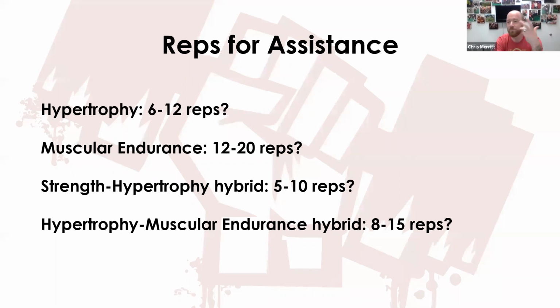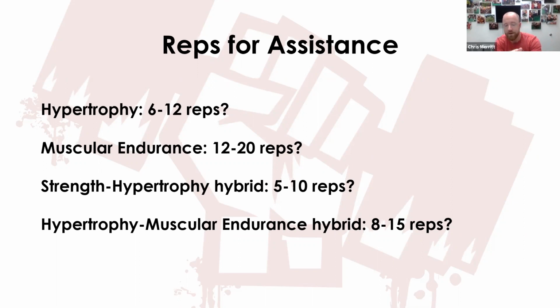Okay. But you go back to, and I guarantee you now, still, you go pick up any of the current Men's Health or whatever, you look at these programs, and they're writing a program about hypertrophy. I can pretty much predict it's going to be 6 to 12 reps. Muscular endurance, you pick up some running thing, runners should be doing 12 to 20 reps. Strength, hypertrophy, if we're going to hybrid them, 5 to 10 reps. Hypertrophy, muscular endurance hybrid, 8 to 15.